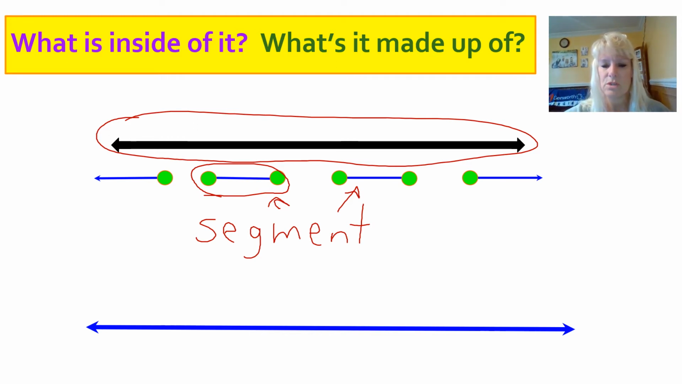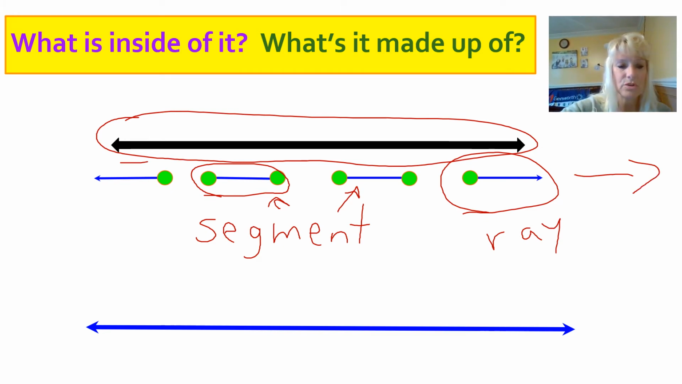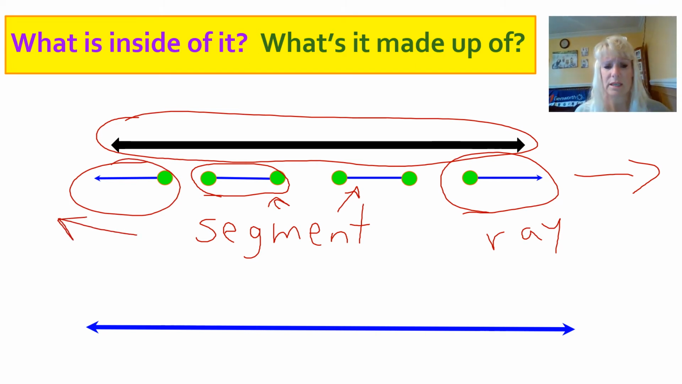All right, and then notice what's at the end here, because this now becomes a ray. Remember I told you that that can keep on going and keep on going all the way to the right. And then there's another ray over here because that can keep on going and keep on going to the left. So now you have something that keeps on going. But inside you have all these line segments that are actually connected together until you hit your rays on either end. And that makes a line. That's what a line is made up of.